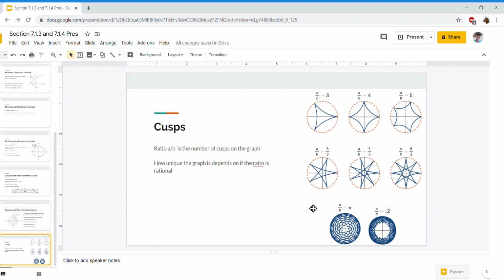So that's pretty much all there is to say about that. That was parametric equations and how they relate to cycloids and other curves.